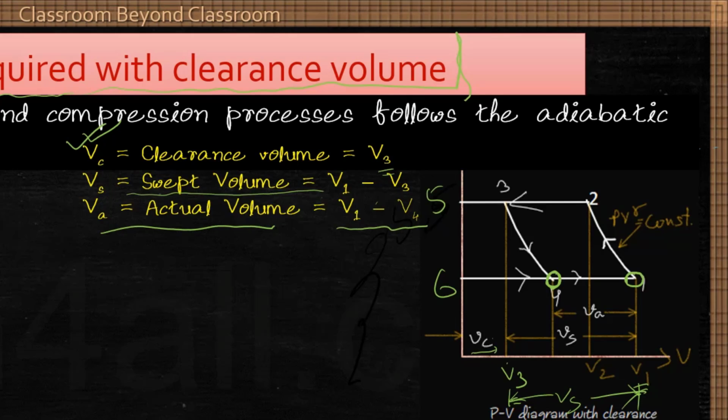Although the piston moves from TDC to BDC, that means from V3 to V1, during the process 4-1, that means from V4 to V1, that is the actual volume involved during the suction stroke.